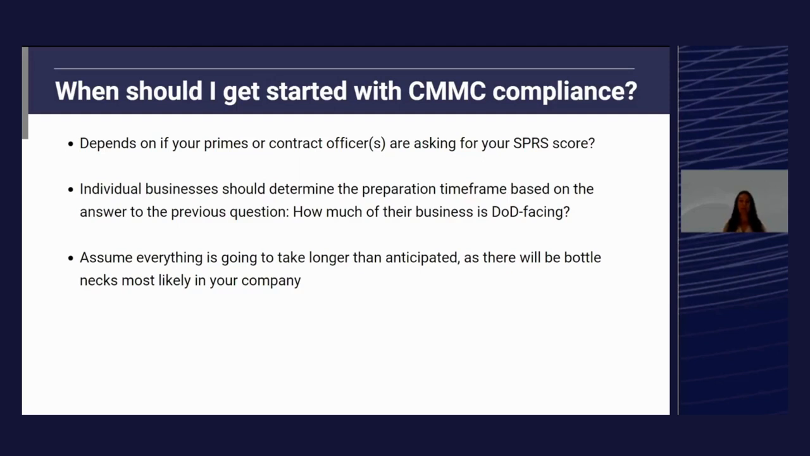Specifically, it's the 800-171 DFARS 7012. We have not had anything pop up in regards to DFARS 7021, nor have we had a contracting officer ask us about our SPRS score.